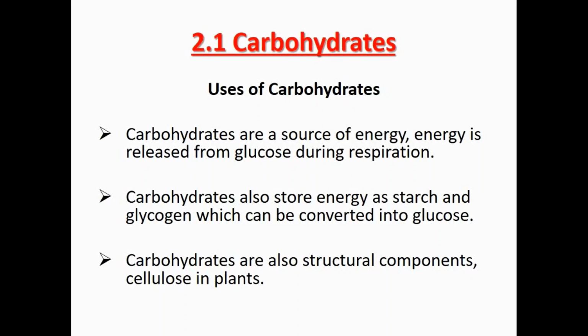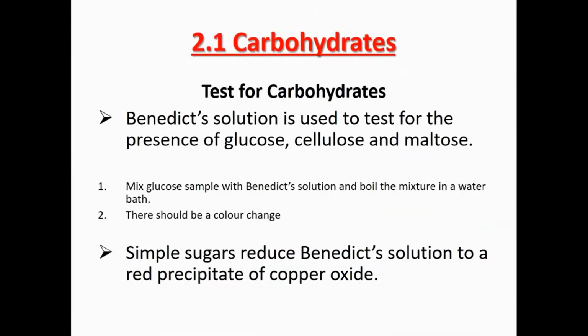Cellulose in plants, like I said, is a structural component, while starch and glucose are storage molecules. Now this is a test for carbohydrates. To test for carbohydrates, you need to use the Benedict solution. This tests for the presence of glucose, cellulose, and maltose. Here we are searching for whether there is a presence of carbohydrate.